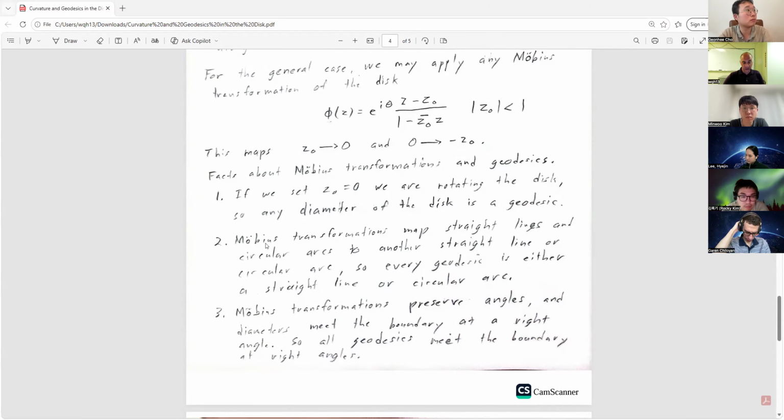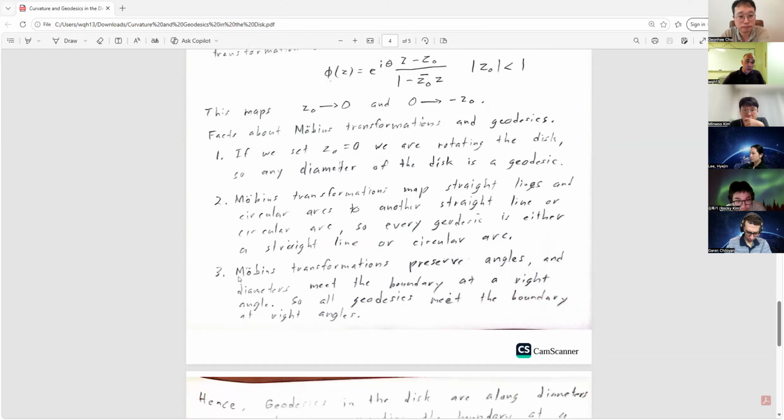Second, another fact we know about Mobius transformations is they map straight lines and circular arcs to other straight lines and circular arcs. So if I have a straight line under a Mobius transformation, that can become either another straight line or a circular arc. If I have a circular arc under a Mobius transformation, that can become either a straight line or a circular arc. So all of our geodesics must be straight lines or circular arcs.